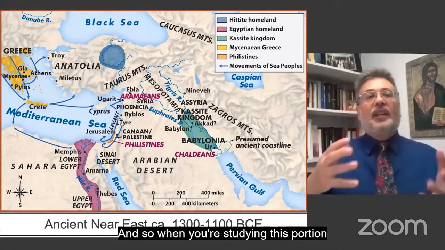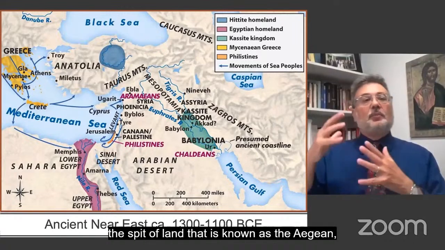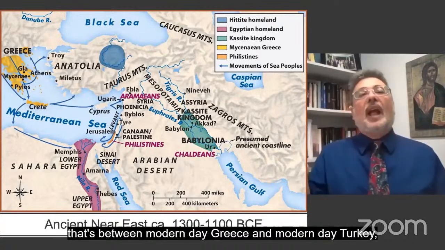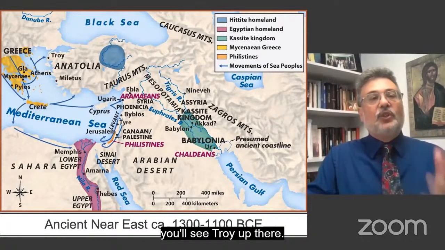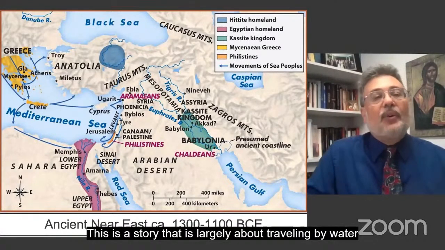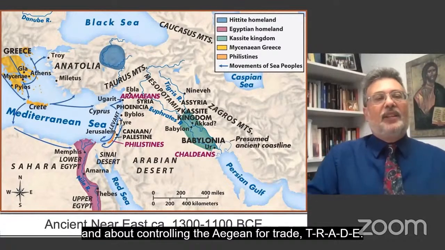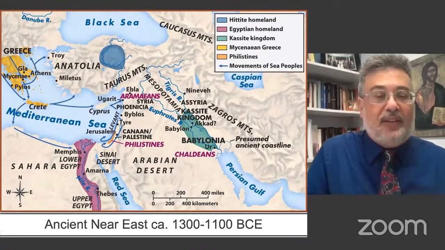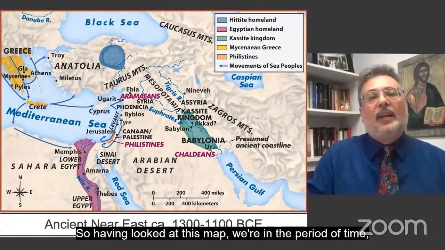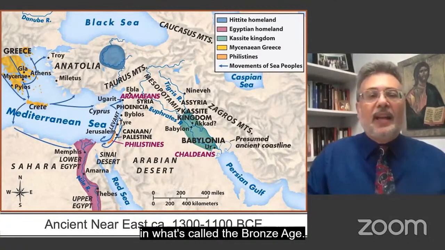And so when you're studying this portion of the far eastern Mediterranean, the spit of land that is known as the Aegean, that's between modern-day Greece and modern-day Turkey, you'll see Troy up there. This is a story that is largely about traveling by water and about controlling the Aegean for trade. So having looked at this map, we're in the period of time, very roughly on the timeline, in what's called the Bronze Age.